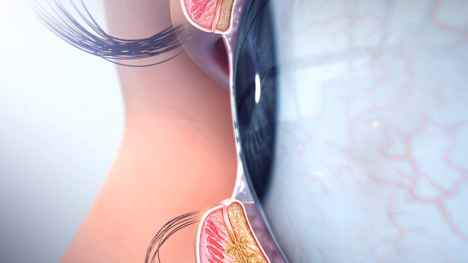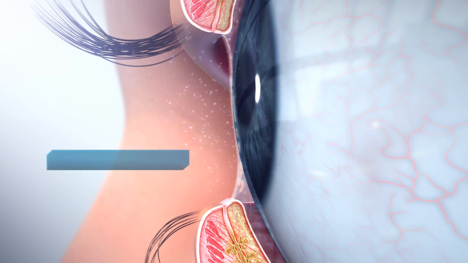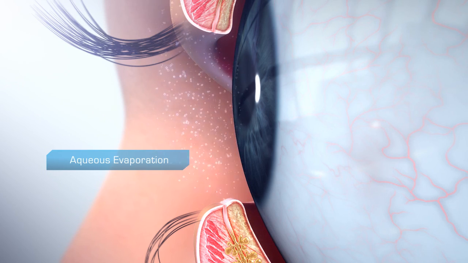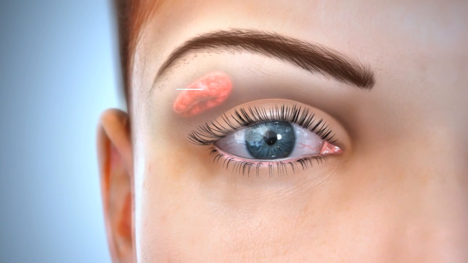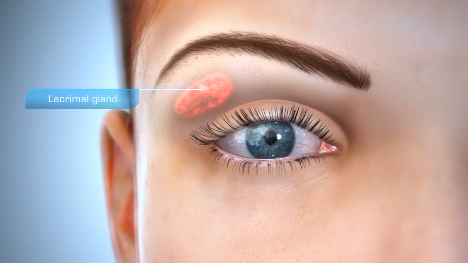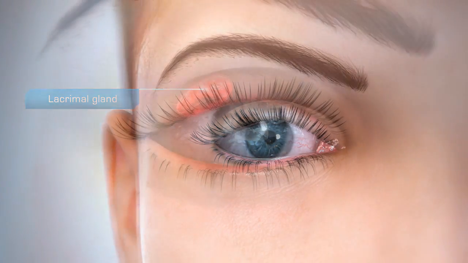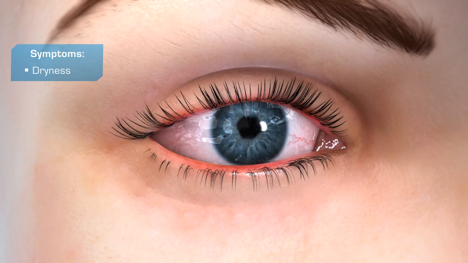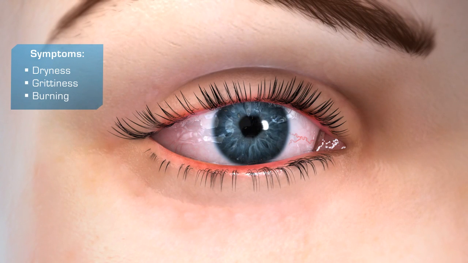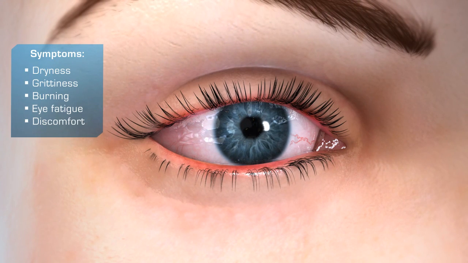In a healthy eye, tear production is carefully balanced and controlled. Excessive evaporation of tears can stimulate overproduction of the aqueous component. This chronic overproduction of aqueous may be linked to eventual inflammation of the lacrimal gland. The symptoms of dry eye can include feelings of dryness, grittiness, burning, ocular tiredness, and discomfort.